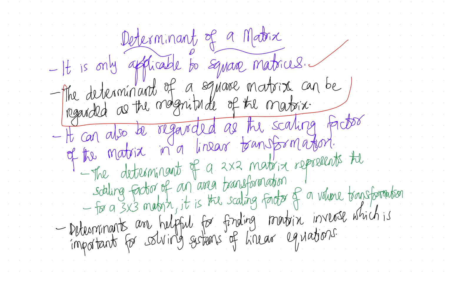Okay, so you can also regard the determinant of a matrix as the scaling factor of the matrix in a linear transformation. For instance, take the determinant of a 2x2 matrix. When you talk about length, and you multiply length by length, you're talking about area. And since we said that the magnitude can be regarded as a scaling factor of the matrix in a linear transformation, that means the determinant of a 2x2 matrix represents the scaling factor of an area transformation. So 2x2 matrix, area transformation. The magnitude of a 2x2 matrix will be the scaling factor.